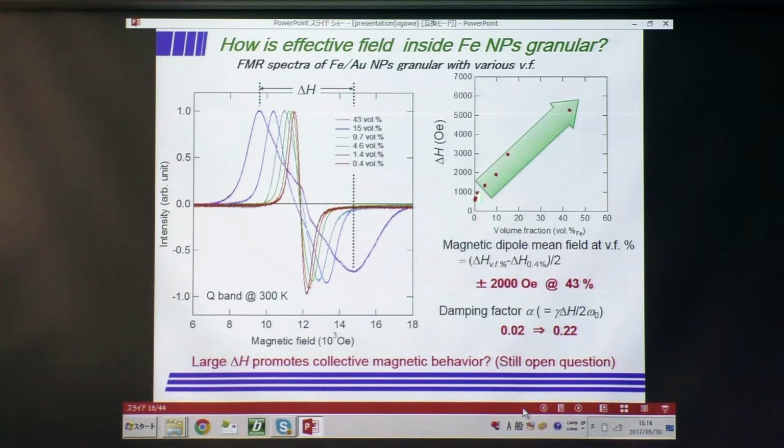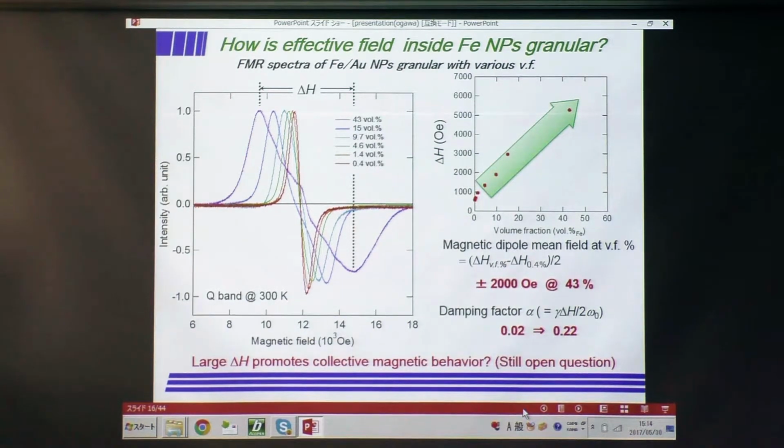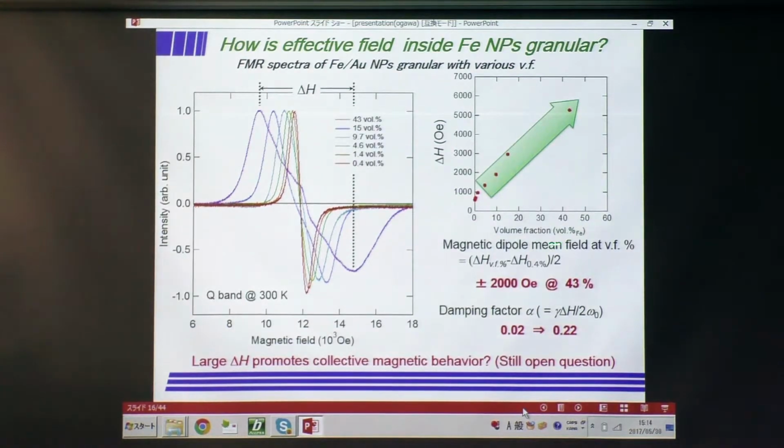And this is the replot of delta H. Delta H is defined as the peak-to-peak width of the field. And we replot this parameter against the volume fraction. The magnetic dipole mean field is defined by this equation, and we can obtain 2 kilo-oersted around 40%. And this is comparable to a simple calculation of the dipole magnetic interaction field between nanoparticles.